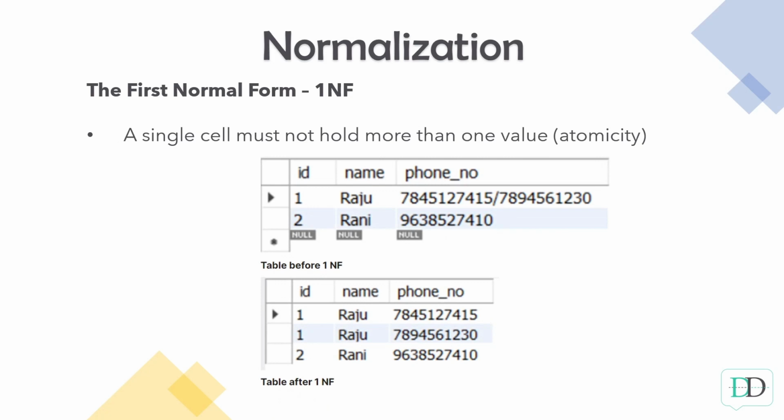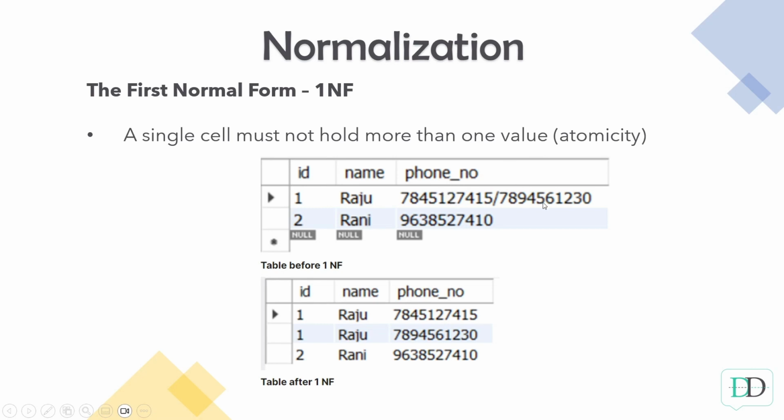We have 3 types of normalization: the first one is 1NF, the second one is 2NF, and the third one is 3NF. What is 1NF? In the first normal form, a single cell must not hold more than one value. Here we have an ID column, name column, and phone number column. In the phone number column we have two different numbers. You can use this word, atomicity, which will create an impact while delivering your answer.